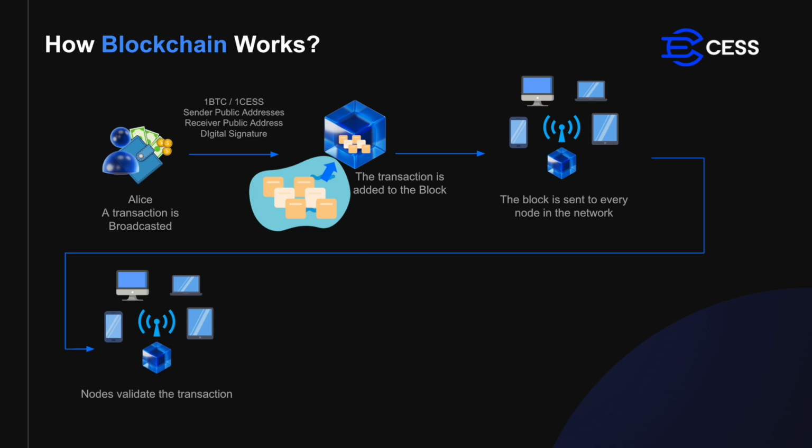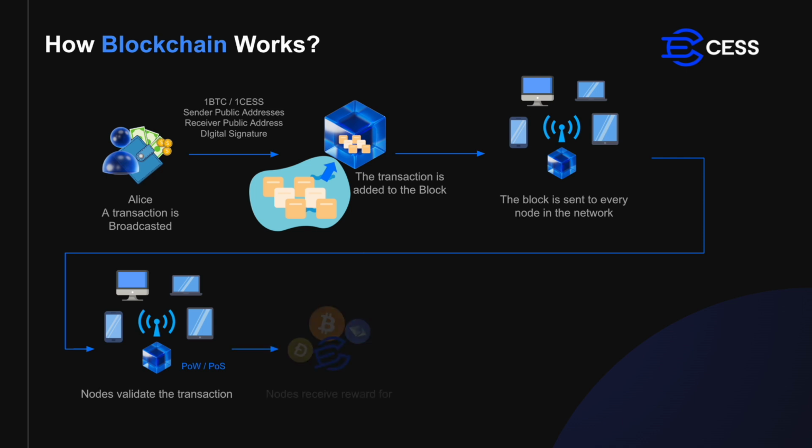For example, proof of work is used by Bitcoin, where miners solve complex mathematical puzzles to validate transactions. Proof of stake is used in newer blockchains, where validators lock up their cryptocurrency as collateral and are selected to verify transactions based on their stake. Once the majority of nodes agree that the transactions in the block are valid, the block is confirmed and marked as final.